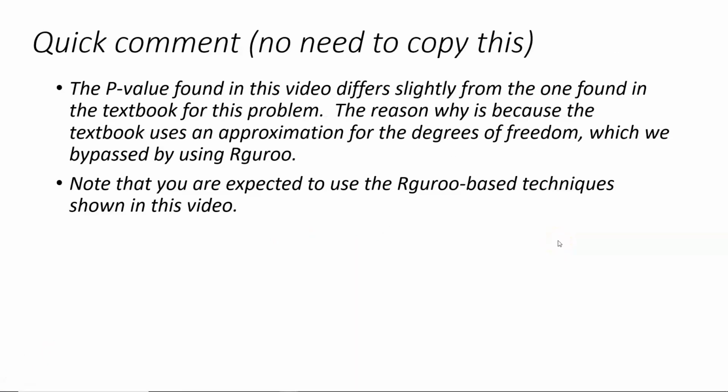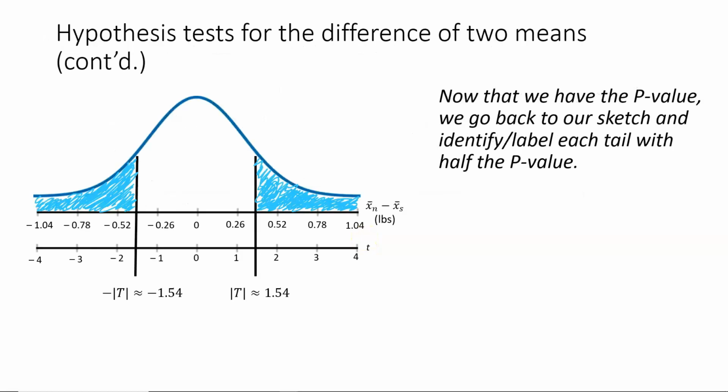Before we move on in completing the calculate step, I need to make a quick comment. The p-value that we found in this video differs slightly from the one found in the textbook for this problem. The reason why is because the textbook uses an approximation for the degrees of freedom, which we bypassed by using Argo. Note that you are expected to use the Argo-based techniques that were shown in this video.